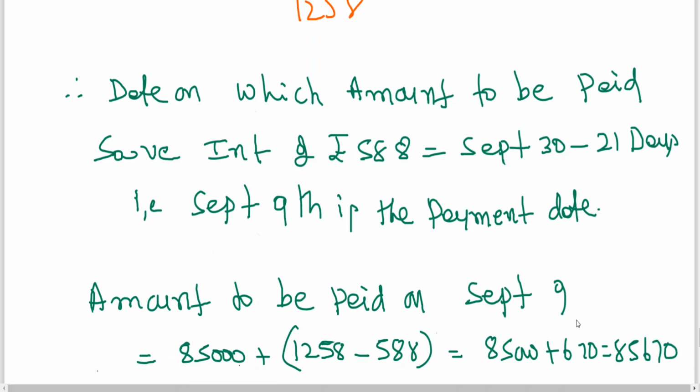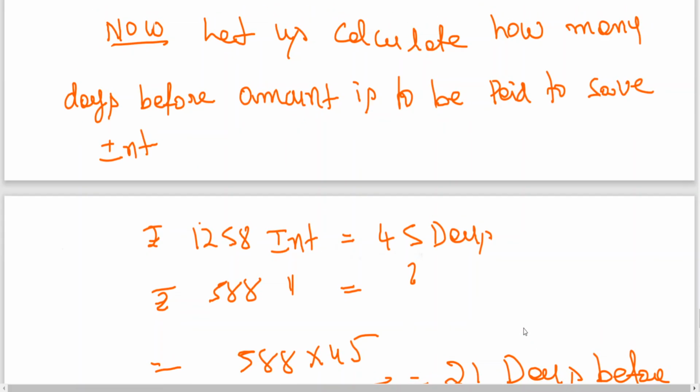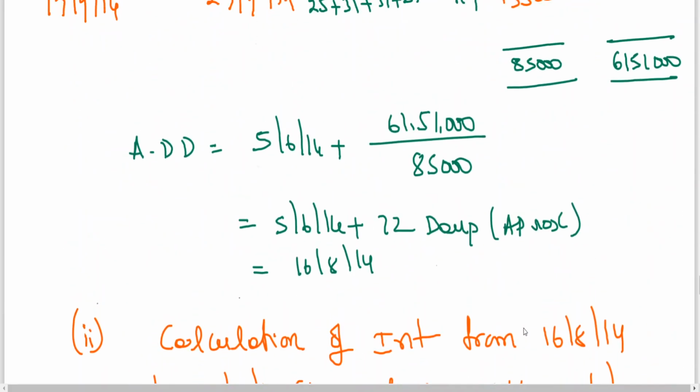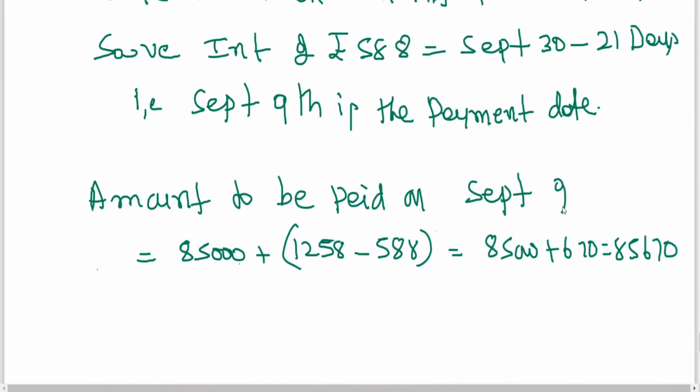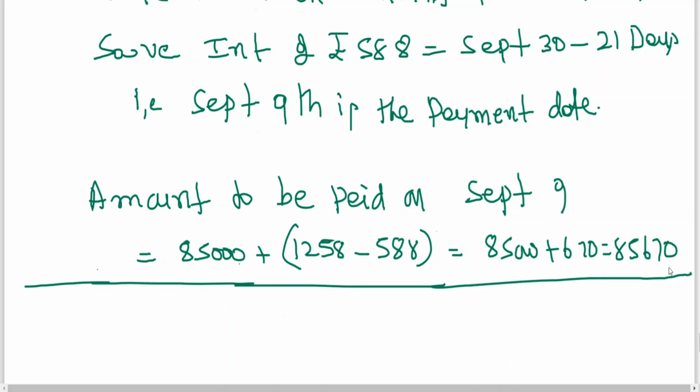Sorry, the bill amount is 85,000 only, correct. 85,000 plus 670 is coming to 85,670. So if he makes payment 21 days before, he can save interest of 588. Ultimately he is paying 85,670.